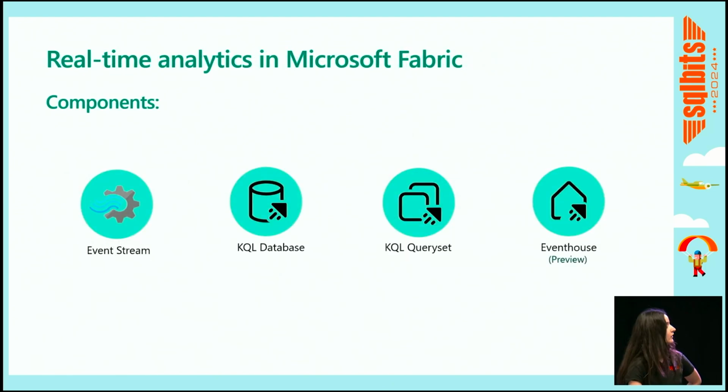So now let's look at the components of this real-time analytics workload. It has three main components. One is the event stream. Event stream takes care of the data ingestion. So it takes your event data and it loads it to a destination, one or multiple destinations, okay? Then you have the KQL database, which is this very, very powerful engine that handles lots of rows, and it's really tailor-made for time series data.